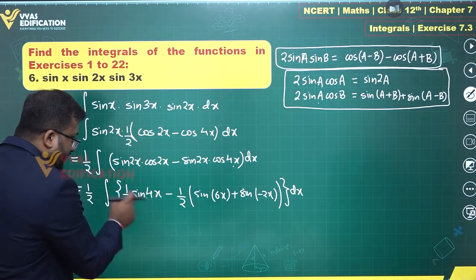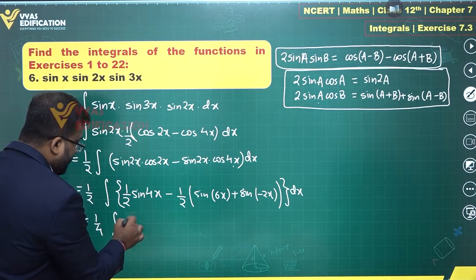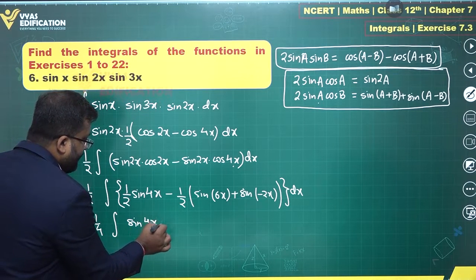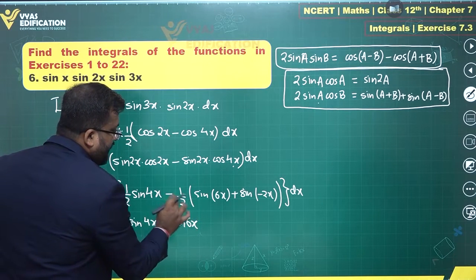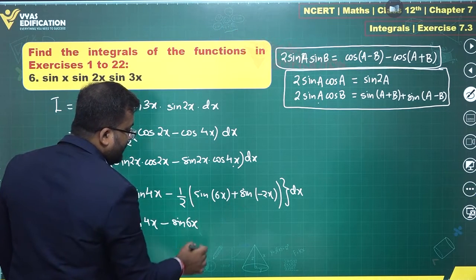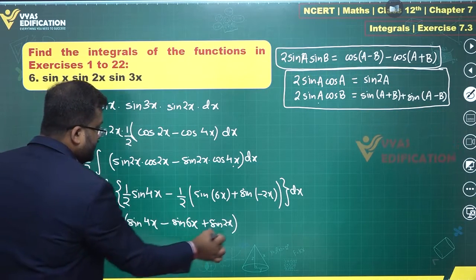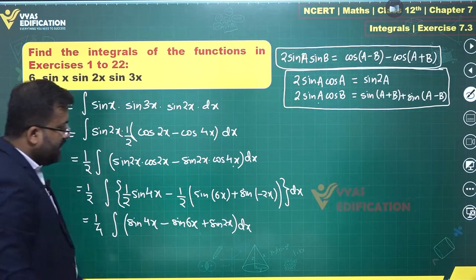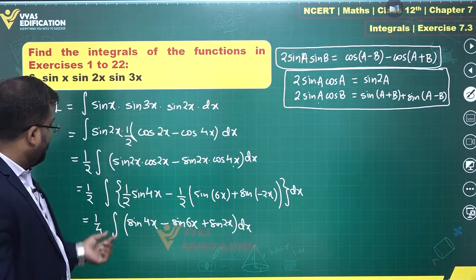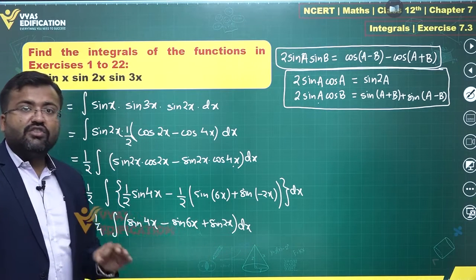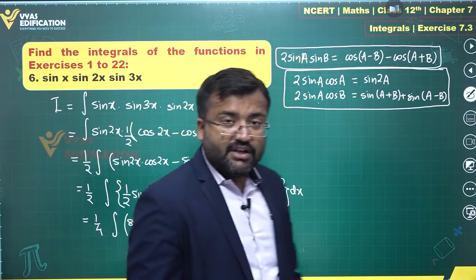So I'll bring this half and this half outside. What I'll get is 1 by 4 on the outside. Within the integral, I'll get sine 4x minus sine 6x. This minus will go here and this minus will make it plus sine 2x. This is what I get. Okay. So up till now, what have you done? You have simply converted this into 1 by 4 times this expression. This is all trigonometry. Now comes the turn of integration.